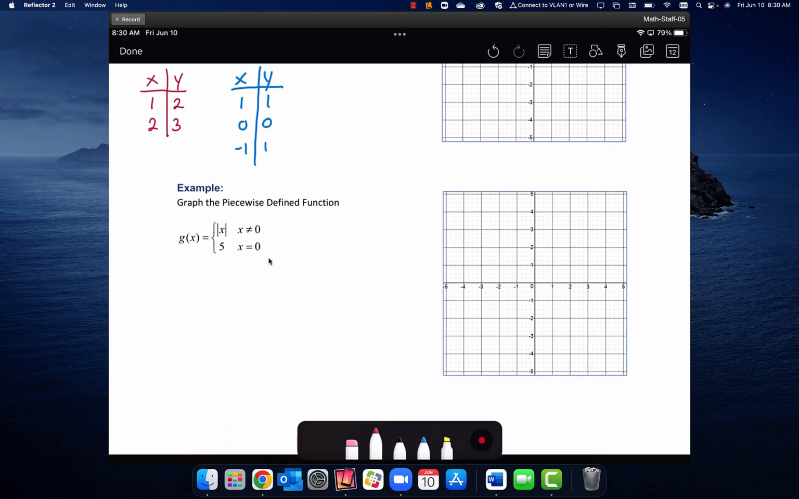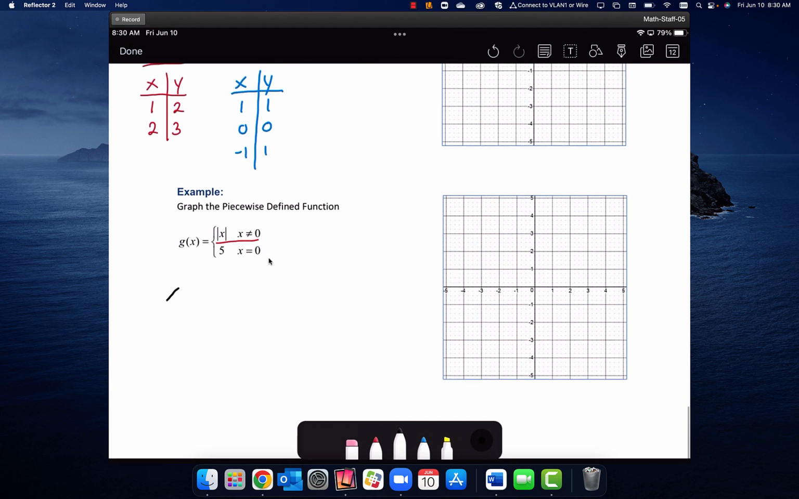Next, let's look at this one. Again, we'll graph them separately. Absolute value of x is happening everywhere except for 0. So if you remember the function for the absolute value, it'll help you. But if you don't, that's okay. We can plot some points like earlier.